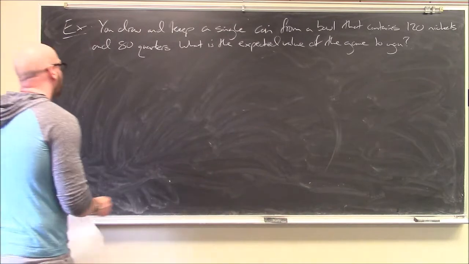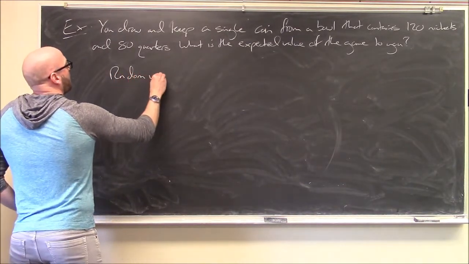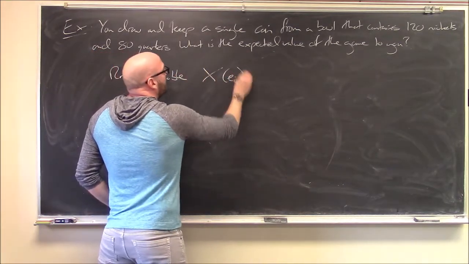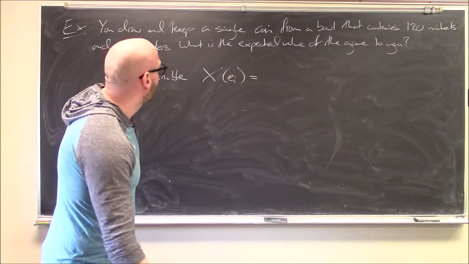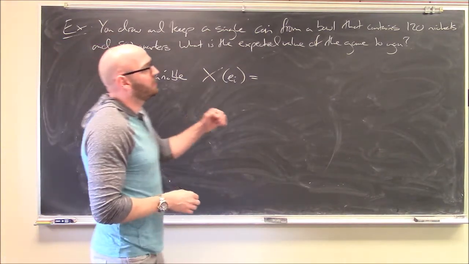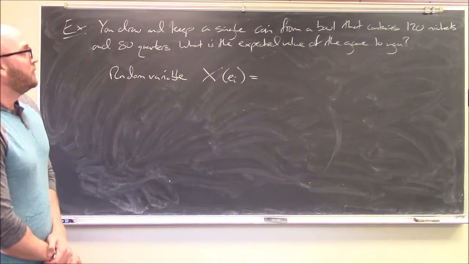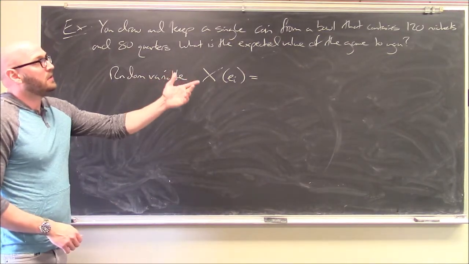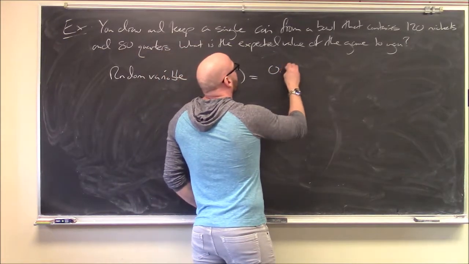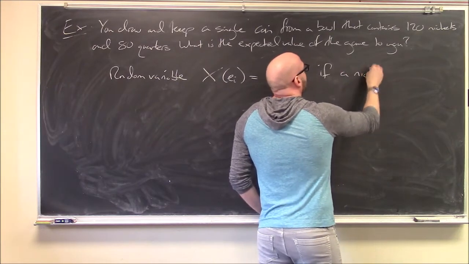So let's see, I have to assign a random variable. So it'll be X, and what do I want to do? What am I going to assign to these outcomes? Well, there's only 2 different outcomes, right? Either I choose a nickel or I choose a quarter. I have to assign values to these things, so if I choose a nickel, how about I assign that the value of 5 cents, 0.05. So this is 0.05 if a nickel is drawn.